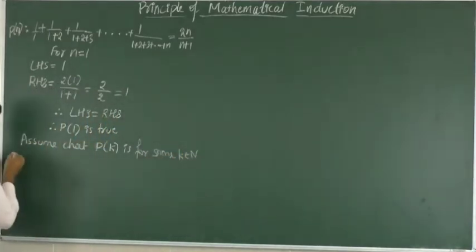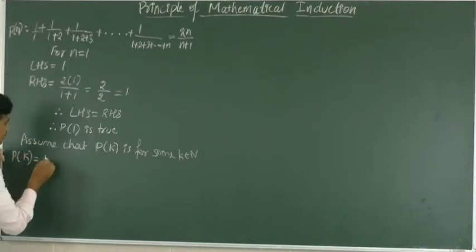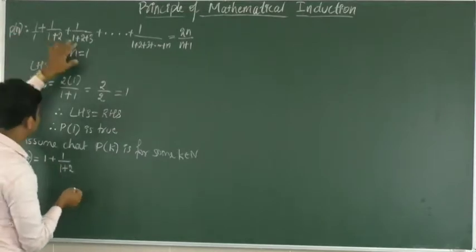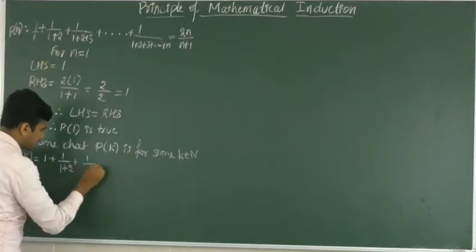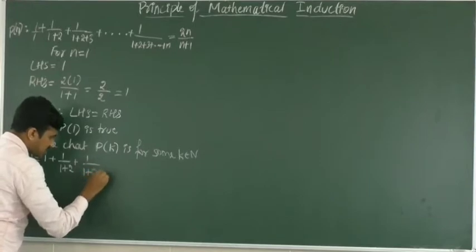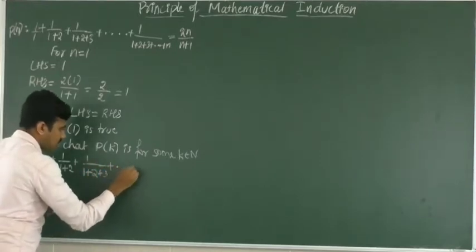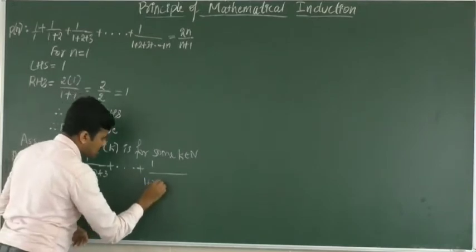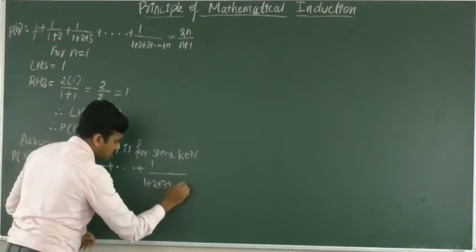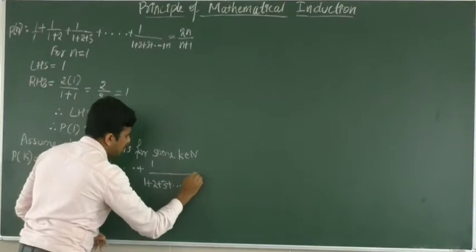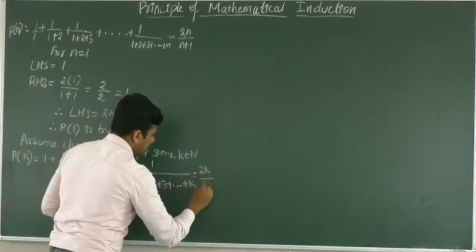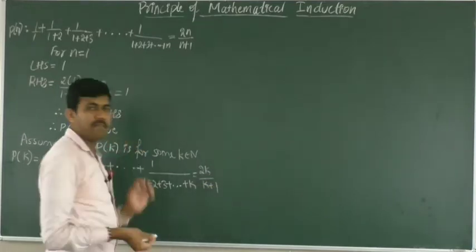So write down, P of k is what? By replacing n as k in the given statement we will get P of k. P of n is this one, and now P of k is this. Plus so on, plus 1 upon 1 plus 2 plus 3 plus so on plus k, where n is replaced as k, is equal to 2k divided by k plus 1. This is our assumption.